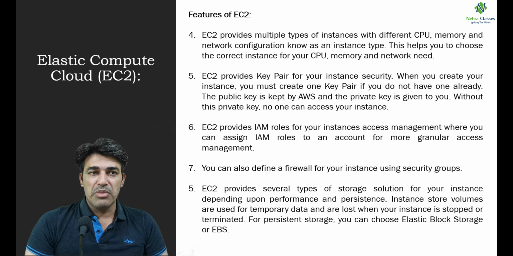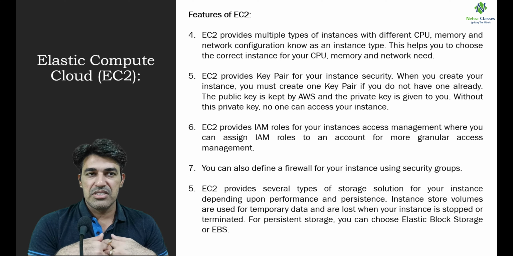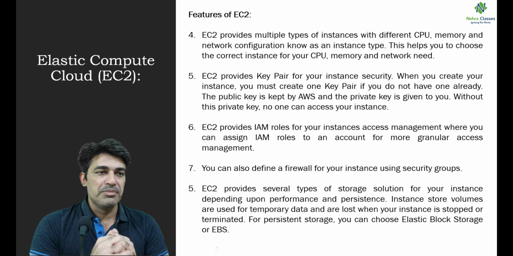EC2 provides multiple types of instances with different CPU, memory, network configurations known as an instance type. This helps to choose the correct instance for CPU, memory, and network need.